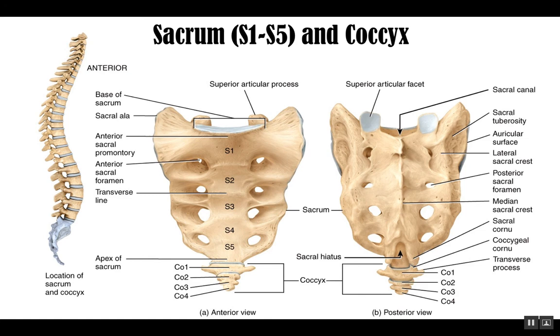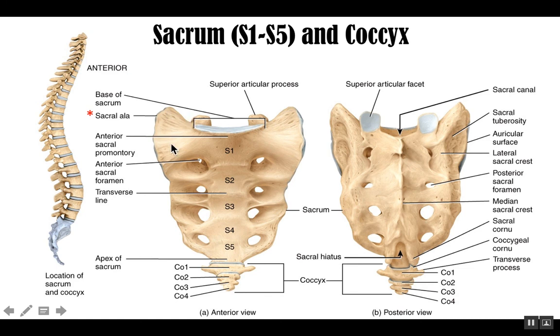Finally, we get to the sacrum and coccyx. The sacrum is actually a fusion of 5 sacral vertebrae, and this can take years, up to 20 years, for them to fully fuse together to form one sacrum. You'll notice there's a superior facet here. That's going to be for L5. So L5 is going to articulate with the sacrum superiorly.